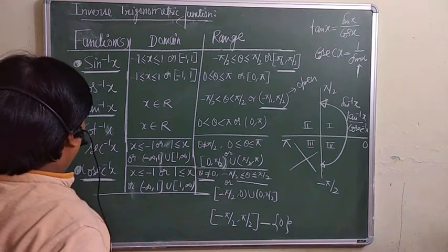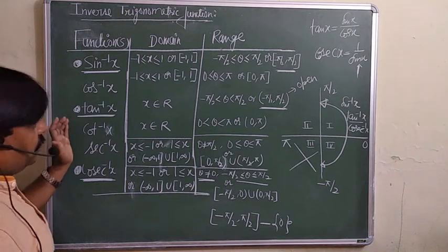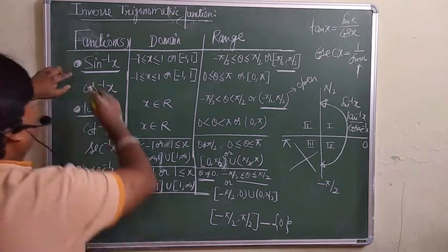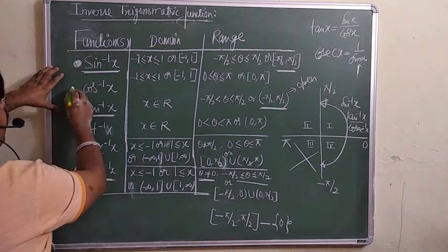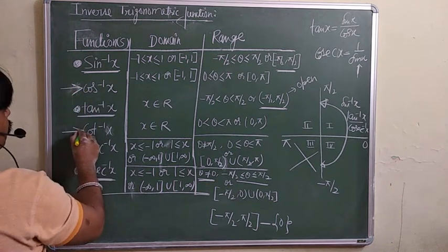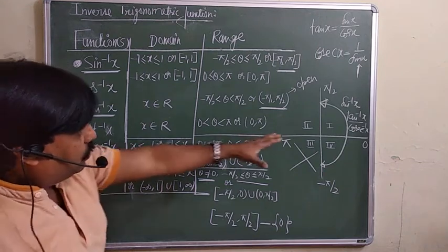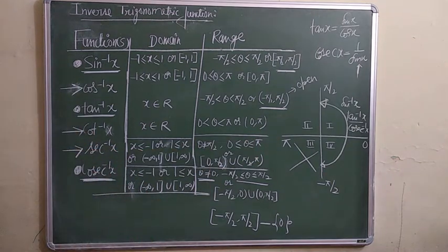And the other three, cos inverse, cot inverse and sec inverse, they are in one group. These three are in another group. That we will also discuss. So have a look.